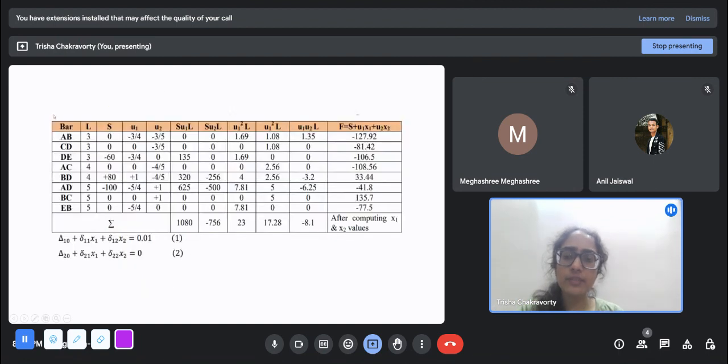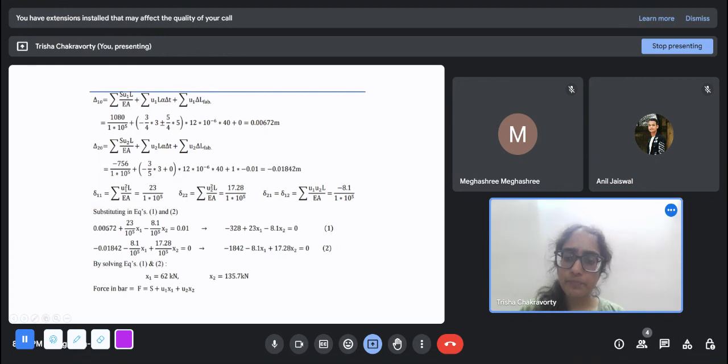Basically you have to solve this table. Which parts are you solving? L is already given, or you may have to find it using geometry. The S system, U1 system and U2 system you solved. This part is what you have to solve, and after that you multiply and add all these, and then find this out. So these are two equations in x1 and x2. Simultaneously, you can solve x1 and x2.